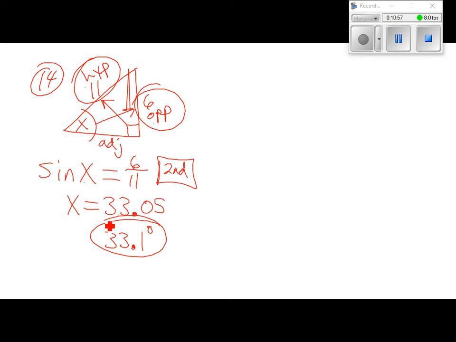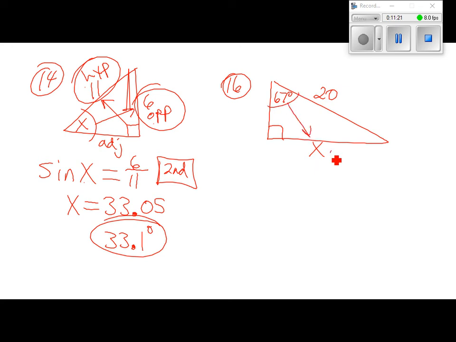Next one after 14 is 16. Again, this is video 2. Problem 16. Looks like this. You got a 67-degree angle there. That's a right angle. This is 20. That's x. So we're going to have to use the SOHCAHTOA stuff. That's your opposite leg. That's your hypotenuse. So we're dealing with those. This is the adjacent over here. We really don't care about it this time. We're dealing with opposite and hypotenuse, which again is going to be sine.